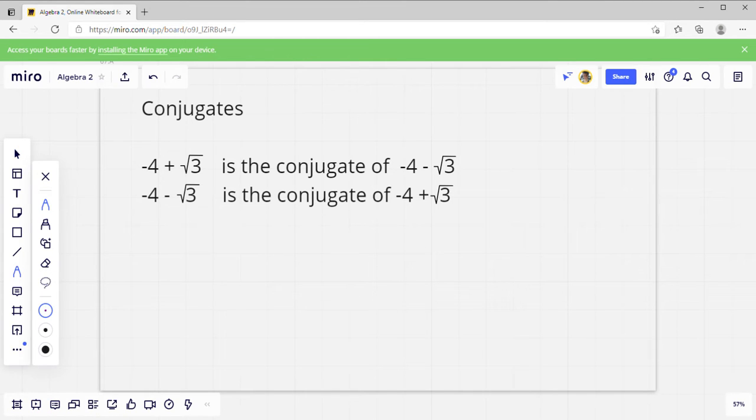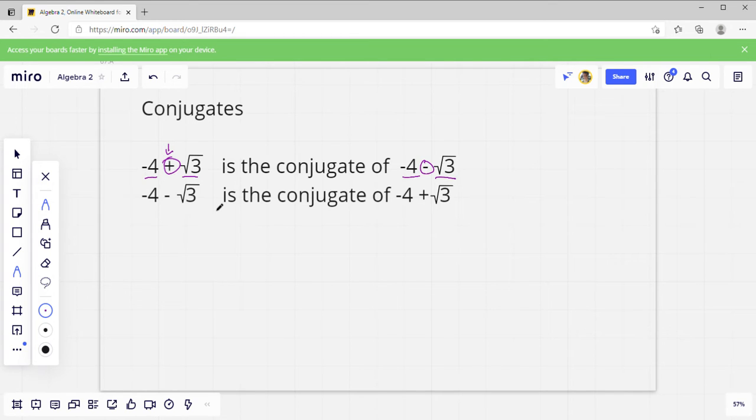We use these when we're doing something like x plus 2 times x minus 2. Okay, that's kind of the same principle we're using here. So on this one, the conjugate is the same two terms, except the sign in the middle is different. So here it's the same two terms, but the sign in the middle is different.